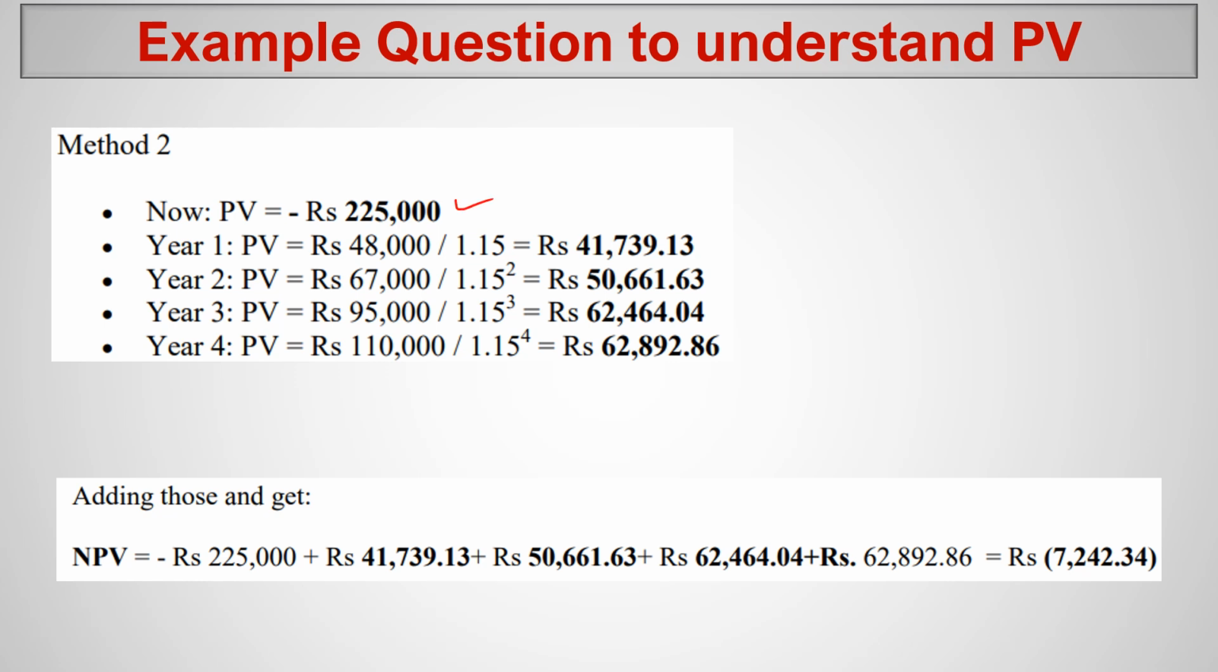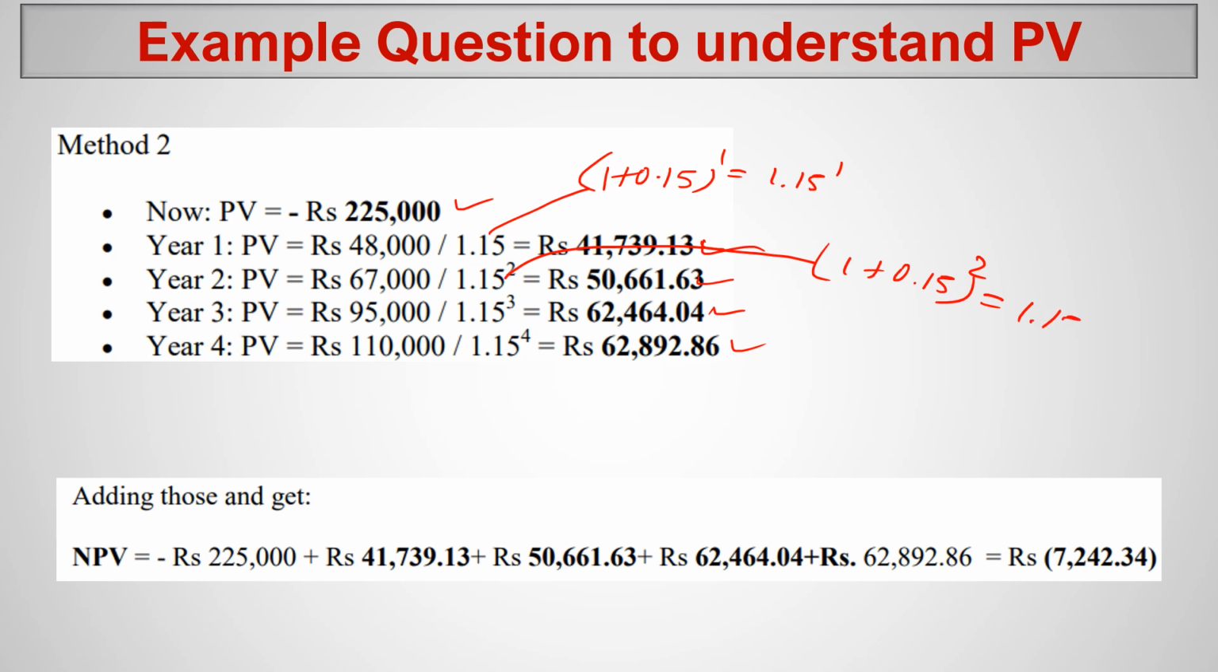The same applies to the equation. You can do this manually as well. You can do it in this way or the other way. It's very simple. 1 plus r to the power 1. This is 1 plus 0.15 to the power 1, that is equal to 1.15 to the power 1. The second one is 1 plus 0.15 to the power 2, that is equal to 1.15 to the power 2. You can write the factors.